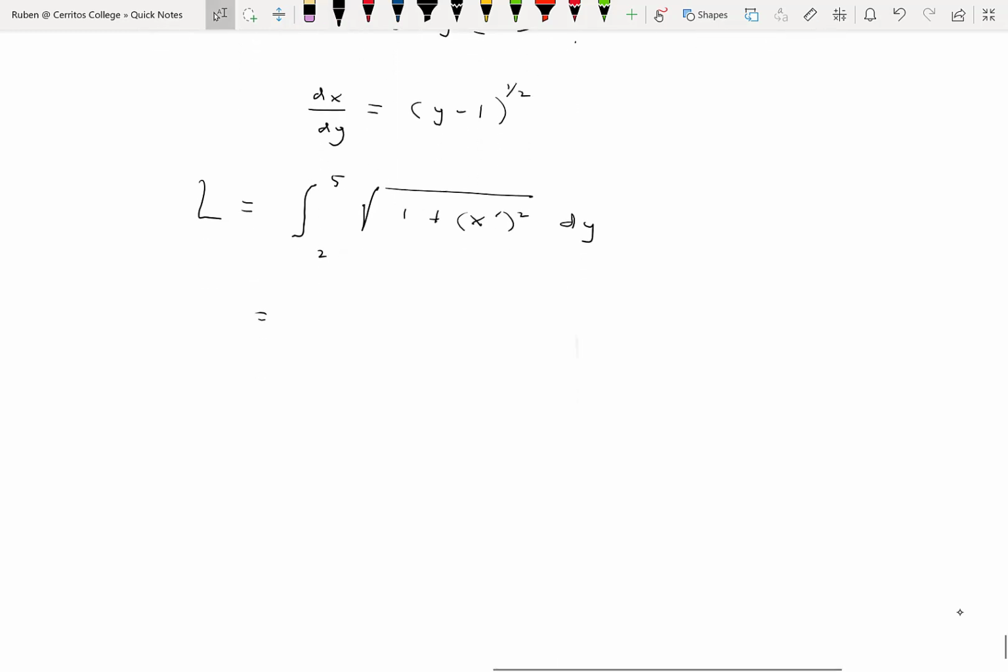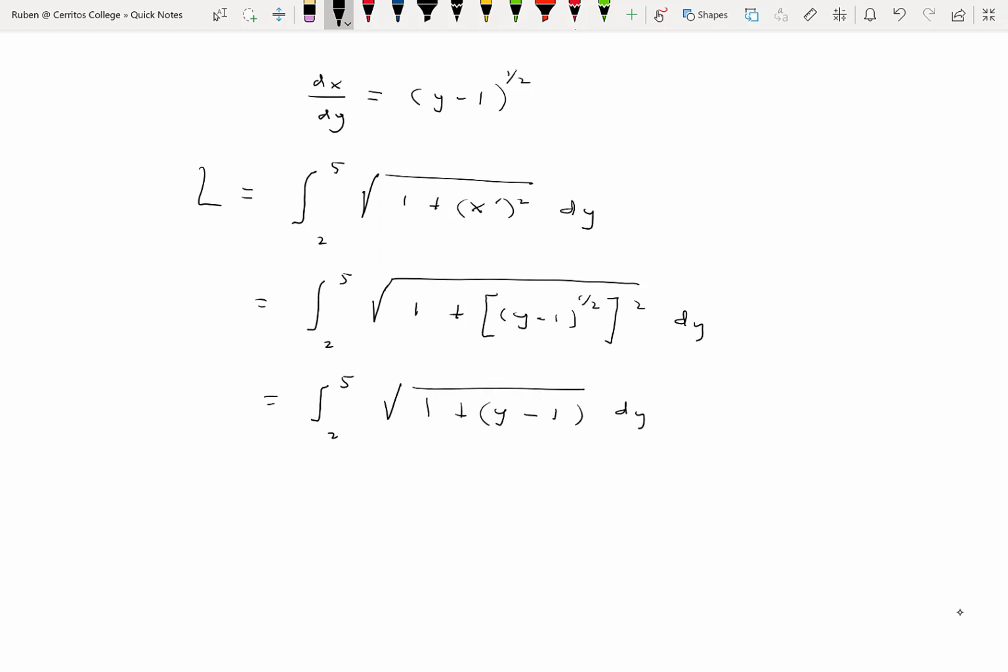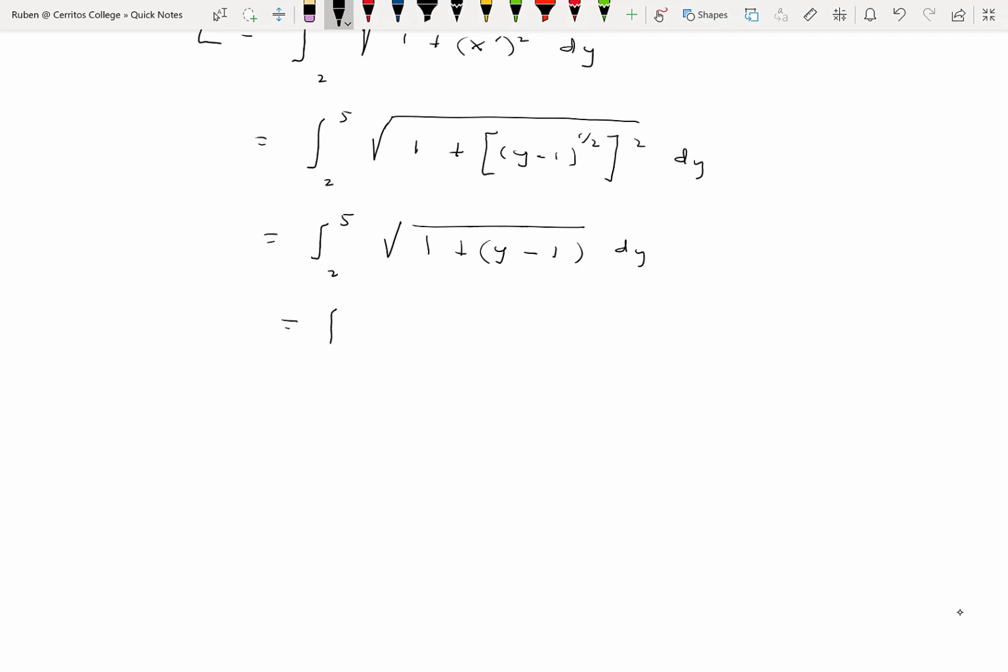dy, or the integral between 2 and 5 of the square root of 1 plus dx dy, which is (y minus 1) to the 1/2 power, and then we square that because that's part of the formula, dy. Well, the integral is real simple. This is the integral from 2 to 5. The square root of 1 plus, square and square root cancel out. I get y minus 1 plus 1, which is y. Integrate with respect to y. And we get a super simple integral to evaluate, the square root of y.